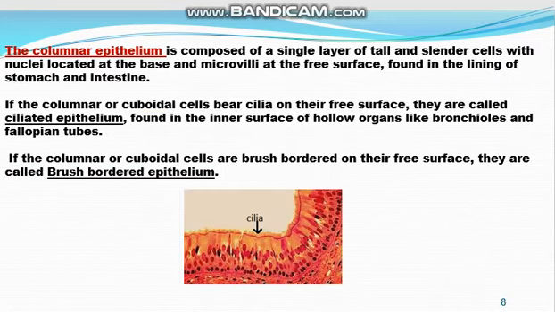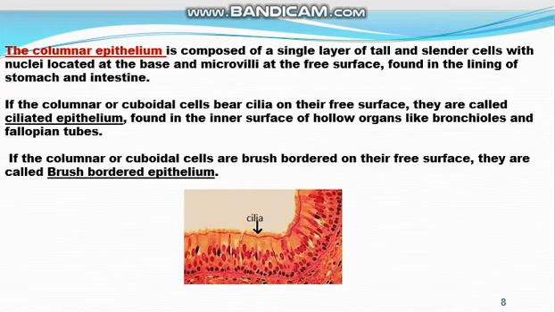Next comes the columnar epithelium. This type of simple epithelium is composed of a single layer of tall and slender cells with nuclei located at the base and microvilli at the free surface. And this type of epithelium, that is columnar epithelium, is found in the lining of the stomach and intestine. So this is the columnar epithelium.